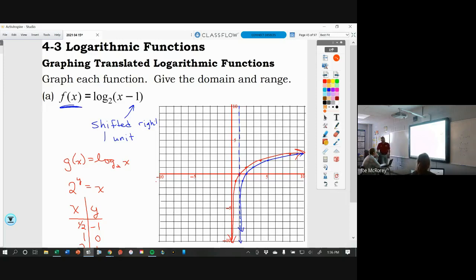What is the domain of f of x? The domain is 1 to infinity, or (1, infinity), with parentheses because it can't be 1. What is the range of the blue graph? Negative infinity to infinity. Okay, done.